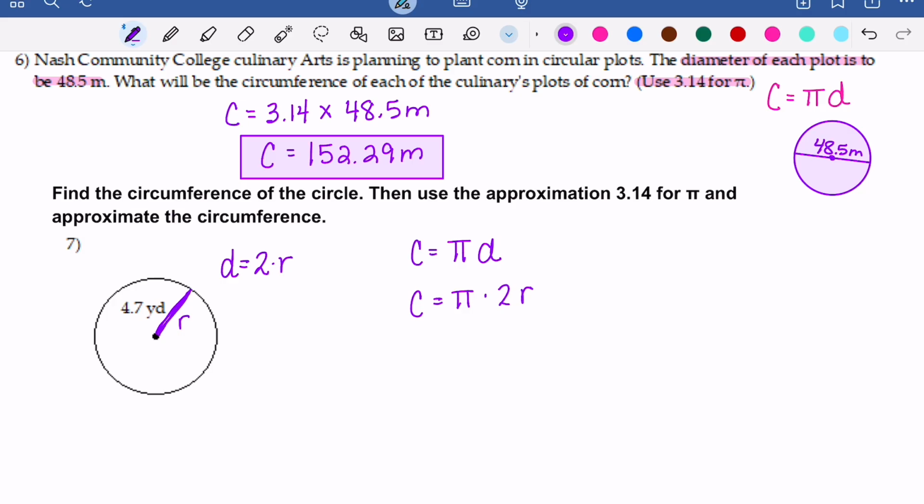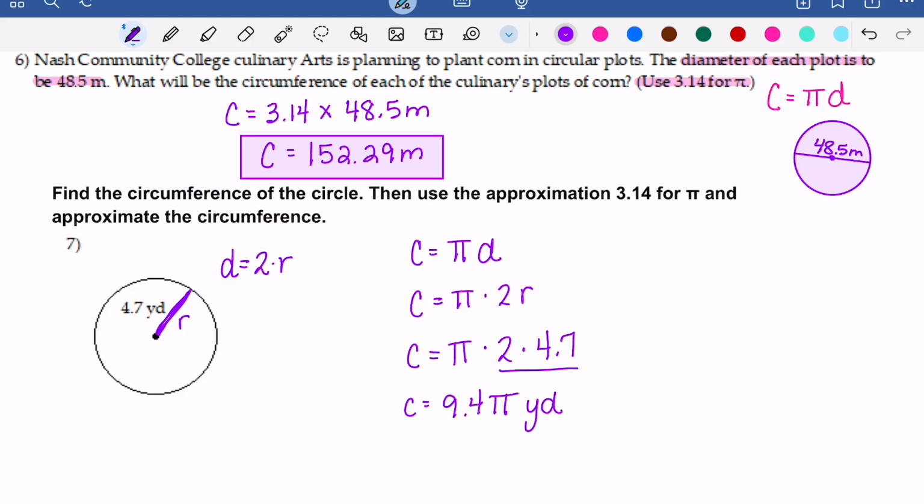Okay, so if we wanted to calculate it for this one, we've got pi times 2 times 4.7. So if we wanted to get this as an exact answer, right? Because it says find the circumference of the circle. So if we wanted an exact answer without putting that pi in there yet, we would say 2 times 4.7 and get 9.4 pi, and I could just leave pi in there, okay? And that would be yards.